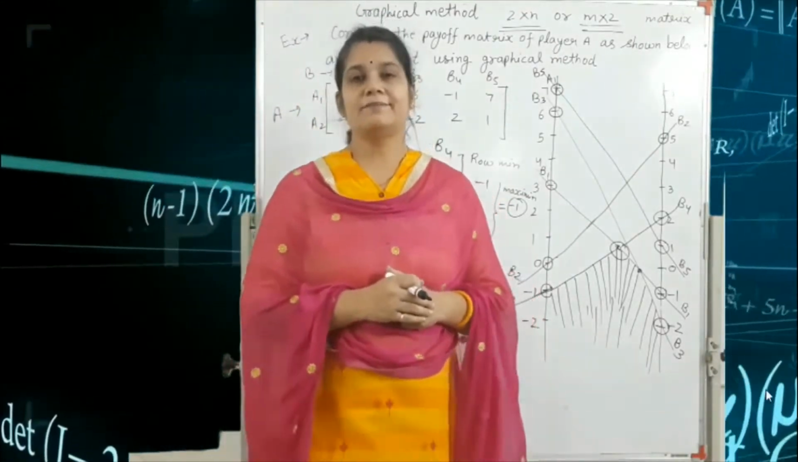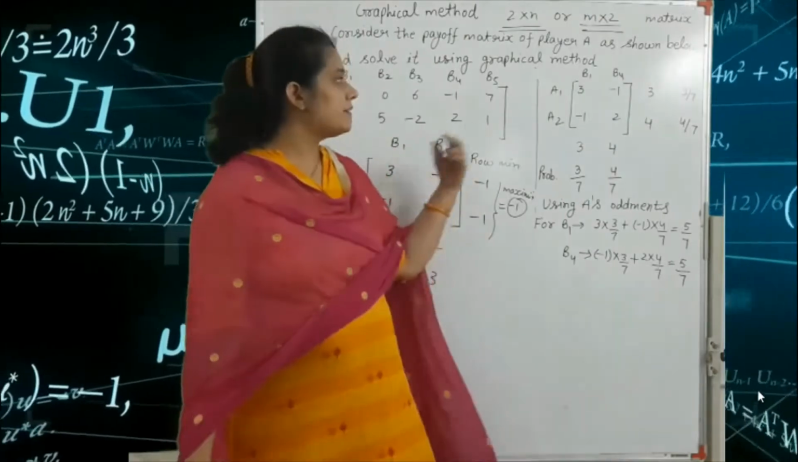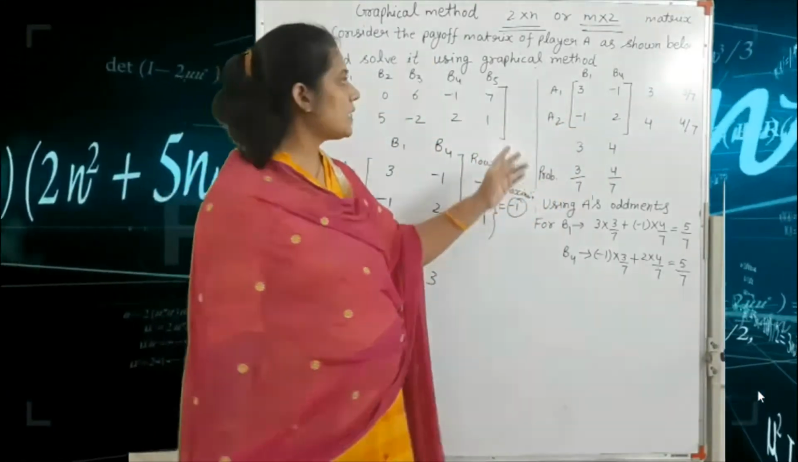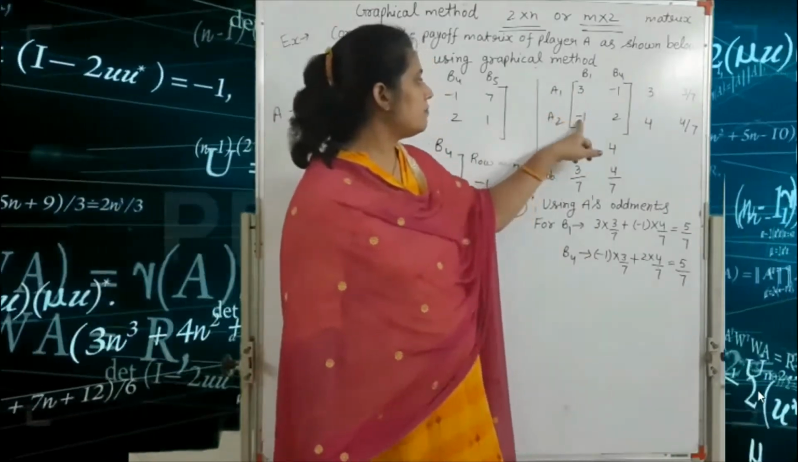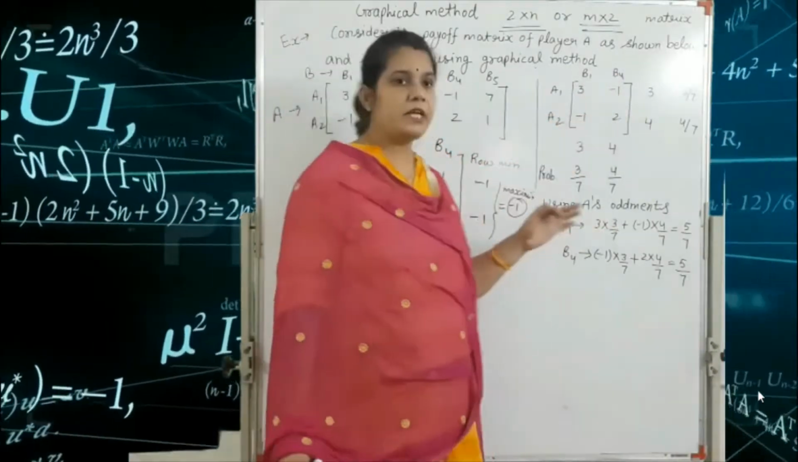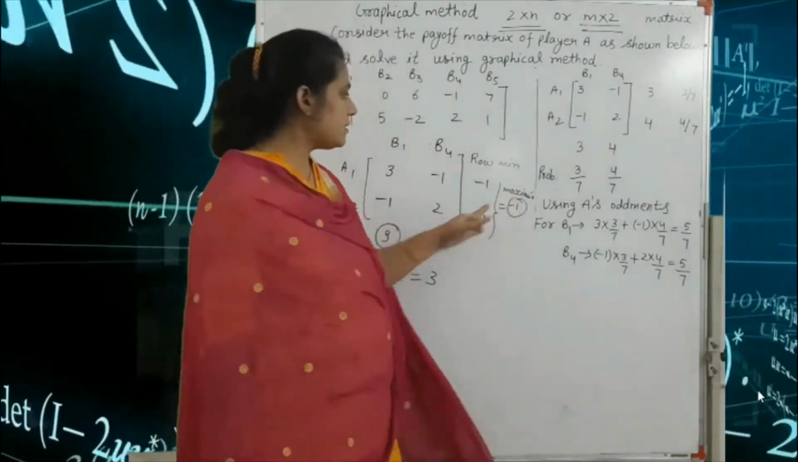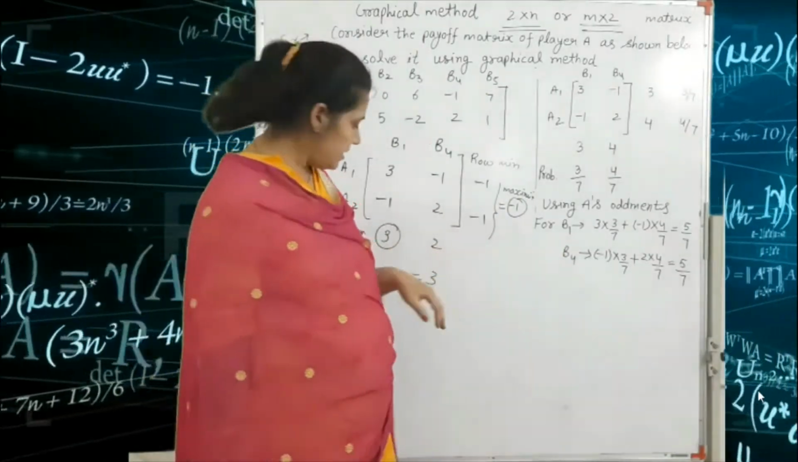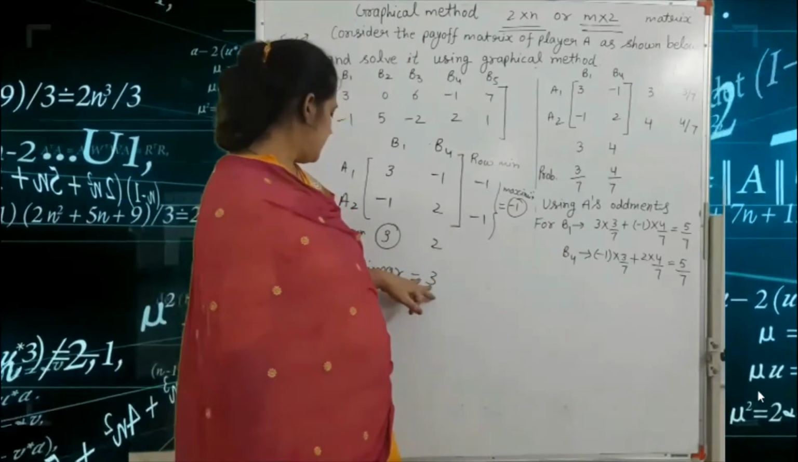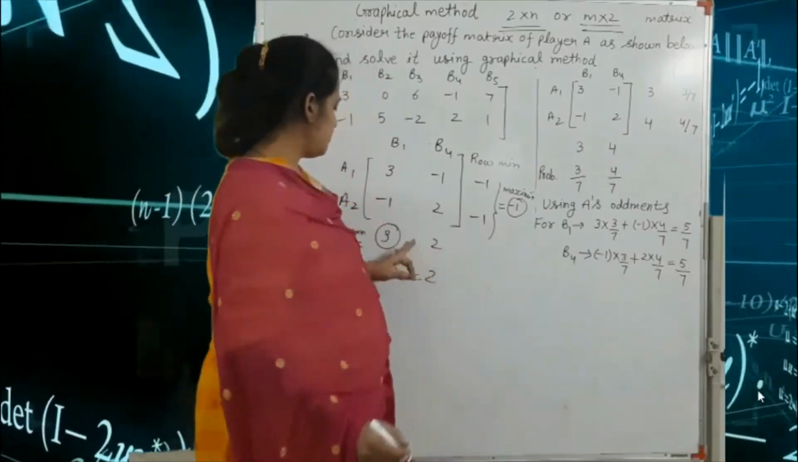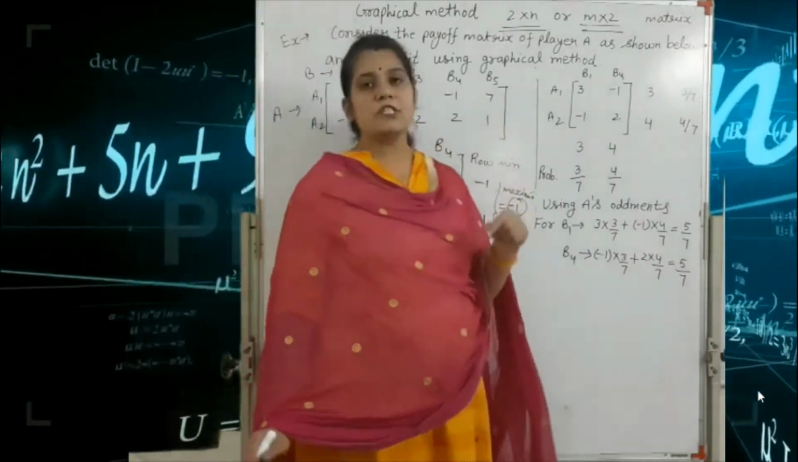Okay, so here we write the 2 by 2 matrix. We have already seen it according to our graph. So A1, A2, 3, minus 1 for B1 and B4 and minus 1 and 2. And we have already seen maximin is not equal to minimax, because maximin is minus 1 and minimax is equal to 2. Okay, so this is the not equal case. So we use the oddments method.